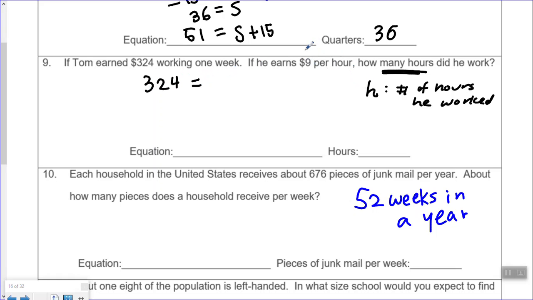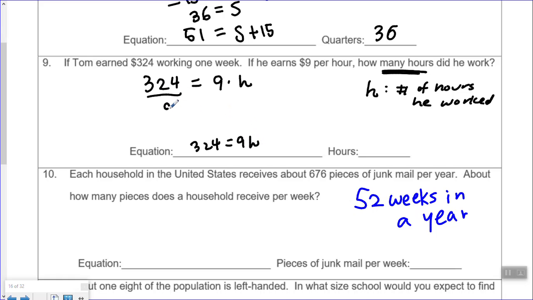So let's think about it. If you work 1 hour, it will be 9 times 1. If you work 2 hours, how much money do you make? It's 9 times 2, 18. If you work 3 hours, it's 9 times 3, $27. So if you work H number of hours, you will multiply. So it's 9 times H. So that is the equation.